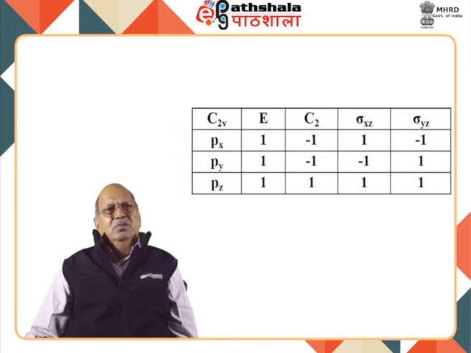That is, in the first column we are having px, py, pz orbital. Second column gives the effect of E on these. Third column gives effect of C2. Fourth column gives effect of sigma xz, and fifth column gives effect of sigma yz. Thus the effect of symmetry operation E, C2, sigma xz and sigma yz of C2v point group on px, py, pz orbitals has been quantified in terms of only plus minus 1.